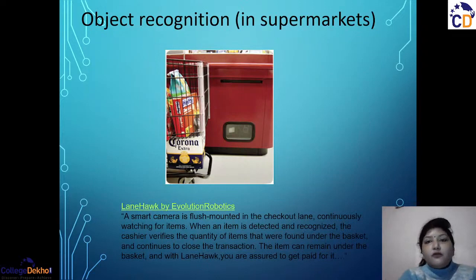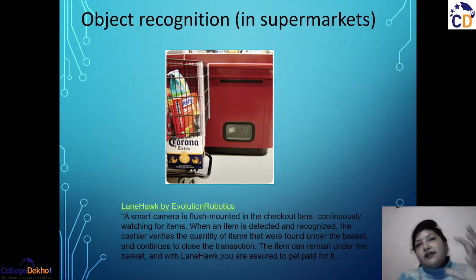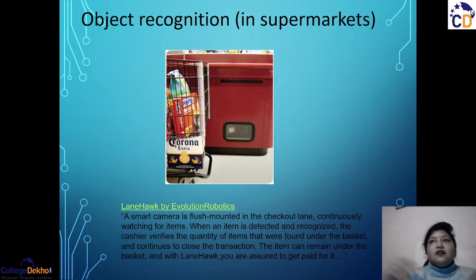Then we have object recognition. All of us go to some mart or some shopping mall, basically to buy some items, right? Now there is some barcode reader or something like that which is going to recognize with the help of images. Rather than decoding the bar, it takes the image and gives you the price. So this is how it works.